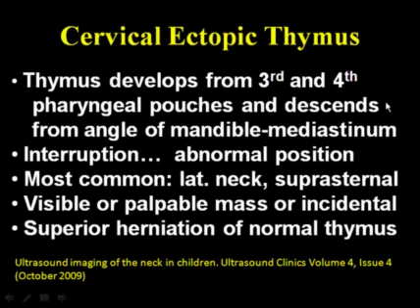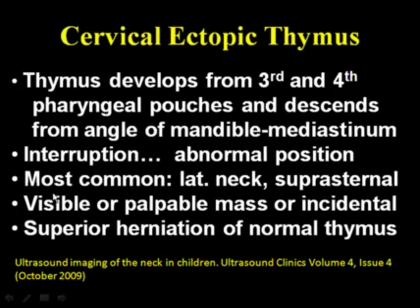So just going back to some embryology, the thymus develops from the 3rd and 4th pharyngeal pouches, typically descends in gestation between the 6th and 10th week of life from the angle of the mandible into the mediastinum. Any interruption of the descent can lead to an abnormal position. The most common locations of that abnormal position include the lateral neck or the suprasternal location.